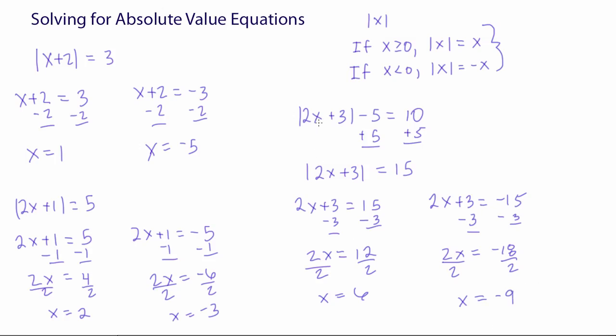So 6 times 2 is 12, plus 3 is 15. Absolute value of 15 is just 15. Take away 5, it's going to give you 10. And then negative 9, if you plug that in, 2 times negative 9 is going to give you negative 18, plus 3 is going to give you negative 15. But the absolute value of negative 15 is 15. Take away 5 still gives you 10.